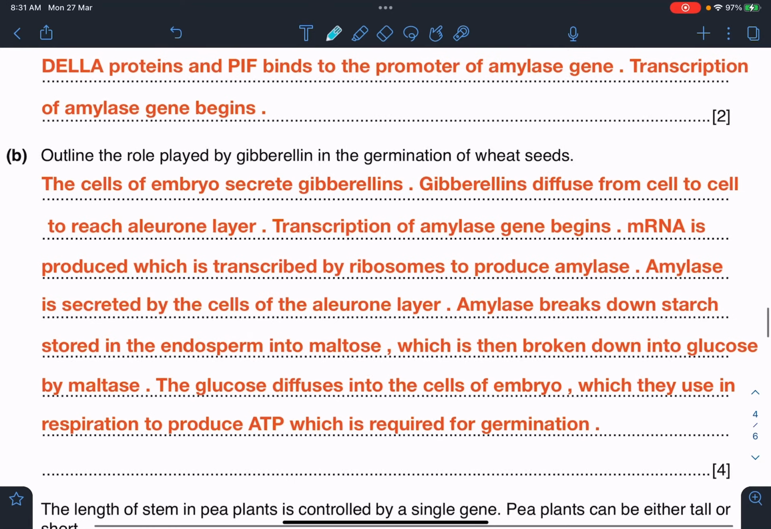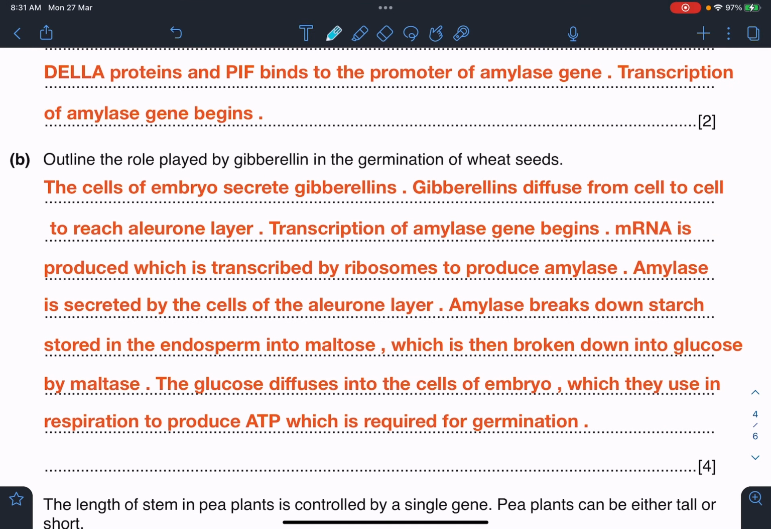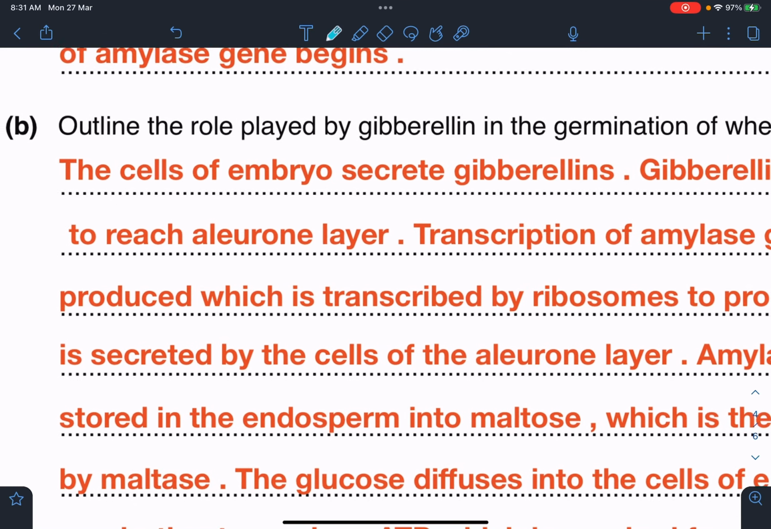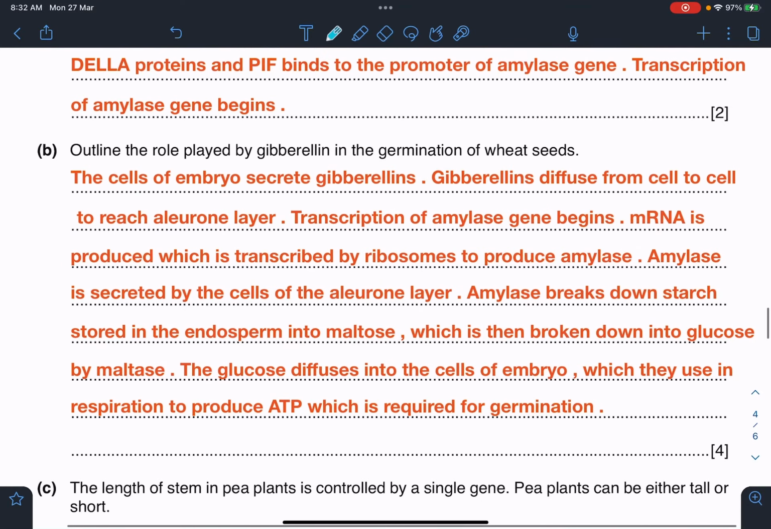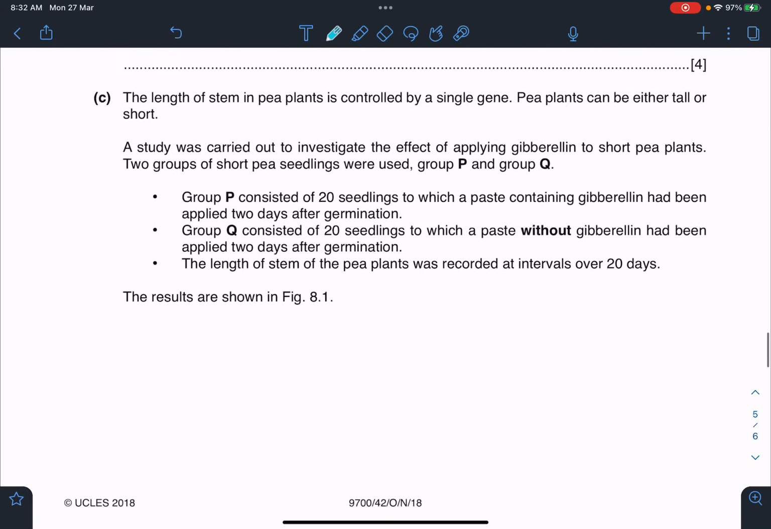And then the B part says outline the role played by gibberellin in the germination of wheat seeds. The seed has an embryo. The cells of the embryo will secrete gibberellins, and then these gibberellins will diffuse from cell to cell to reach the aleurone layer, and then transcription of the amylase gene begins, mRNA is produced, and so on and so forth. You can just take a screenshot and write all this. That's it, and then moving on to the next part.